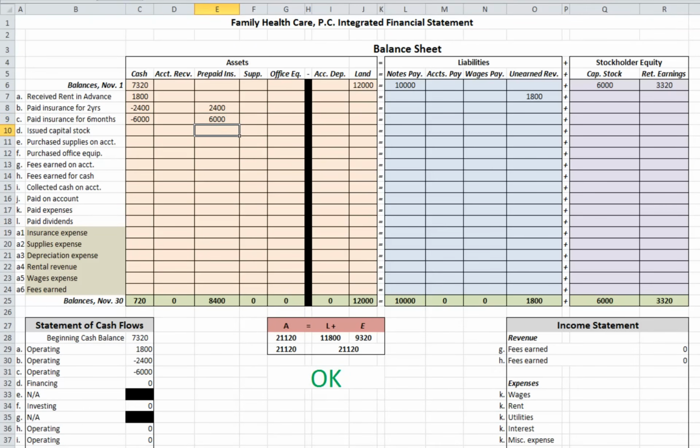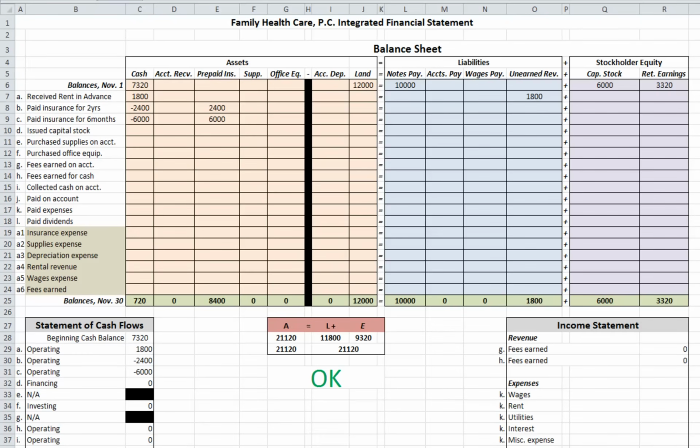Think of the insurance company in this scenario. They've received our cash, right? So they would have a cash asset from us, but they would also have a liability, and that is they have to provide us insurance for the next 6 months. But on our end, we're just converting one asset, cash, into another, prepaid insurance. So in a way, we are obligating the insurance company to provide us insurance.